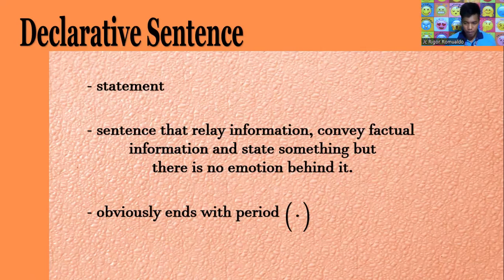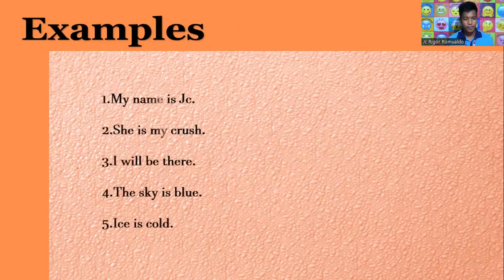Let me give you some example of this for you to be able to understand what is this declarative sentence. These are the example. My name is JC. Who wants to read number 2? Yes, Villanueva. Thank you, Miss Villanueva. Okay. My name is JC. She is my crush. I will be there. The sky is blue.